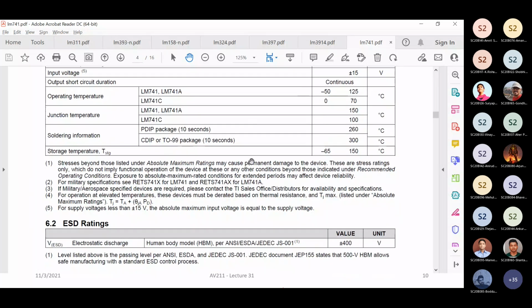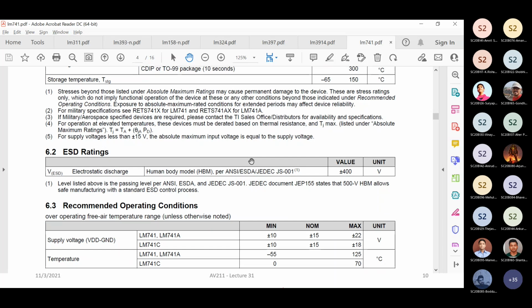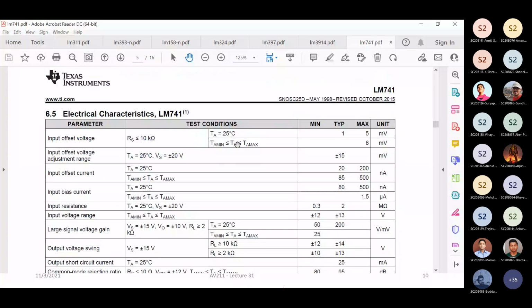So for this ambient temperature, or maybe minus 55 to 125, whichever they are using, what is the drift? They are having 6 millivolt as the maximum offset. So if you want your comparator using a 741 to work properly, you have to make sure that your input differential signal is greater than 6 millivolt, right?